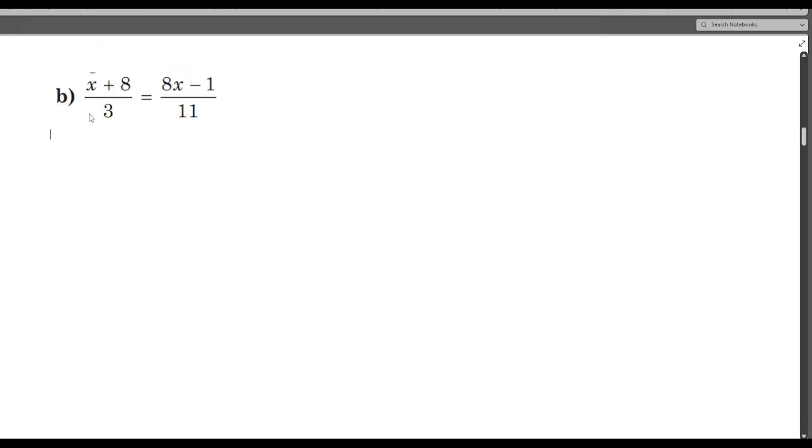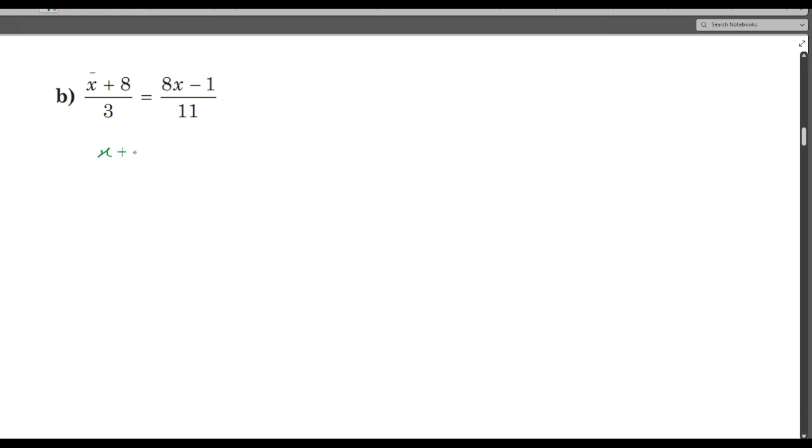Next question is (x plus 8) divided by 3 is equals to (8x minus 1) divided by 11. Now first thing what we do, okay, when on both the sides you have different denominators, then you can do one thing. As I am saying that we can multiply same number on both the sides. So if I am multiplying both the sides by the LCM of denominator, now LCM of denominator here is 33. So you can multiply 33 on both the sides.